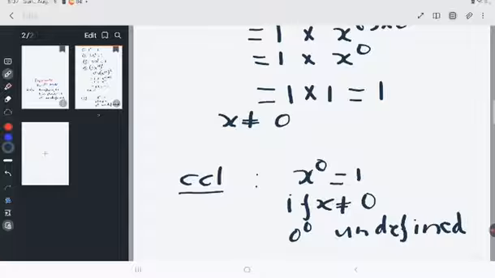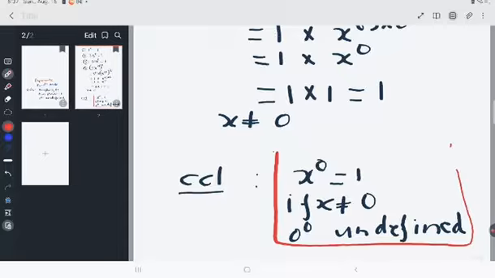So this concludes our discussion of raising anything to the power 0, and so it will facilitate some of your computations as you deal with those problems.